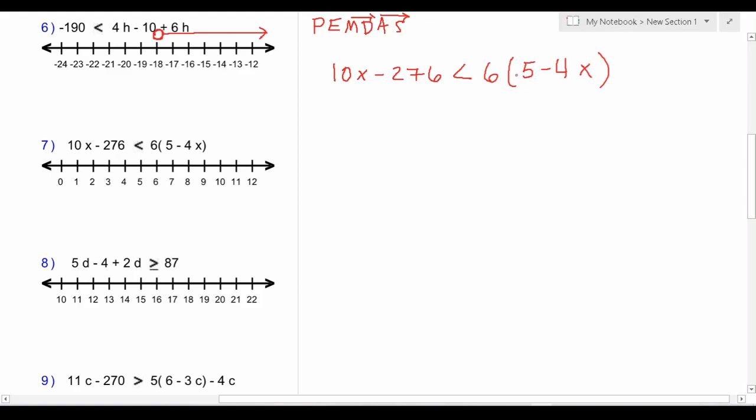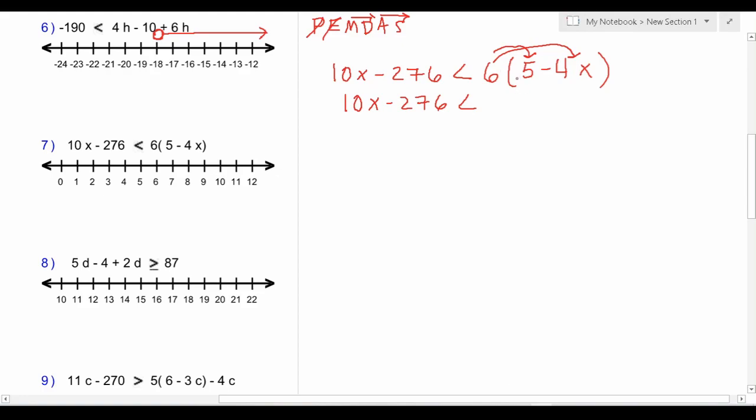In this case, we do have parentheses, 5 minus 4x, but since those are not like terms, I can't do anything with that. So there are no parentheses we can work in. There are no exponents, as you can see in this inequality. That said, we do have multiplication, and the only instance of multiplication we have is right here. So that's going to prompt me as my next step to multiply 6 to 5 as well as 6 to negative 4x. So let's go ahead and just write down this left-hand side of the equation.